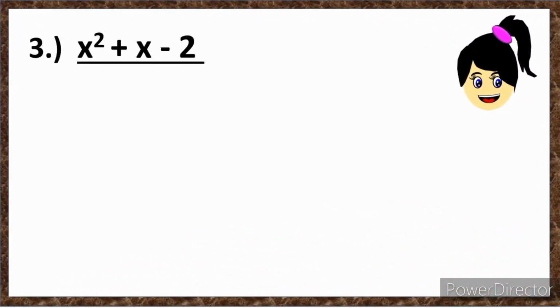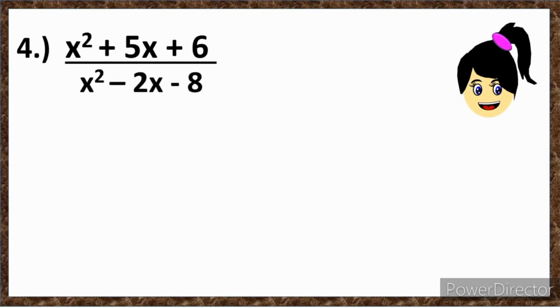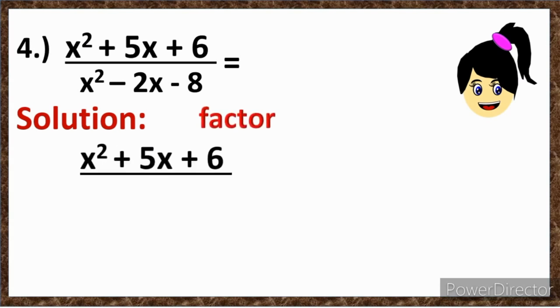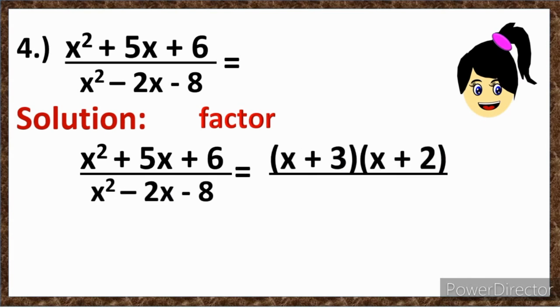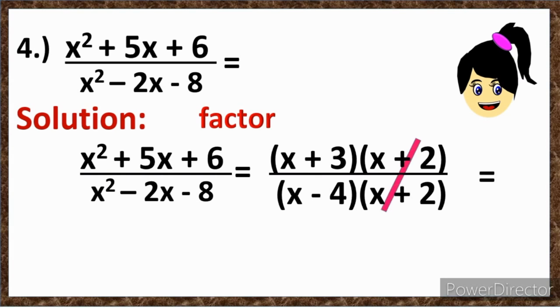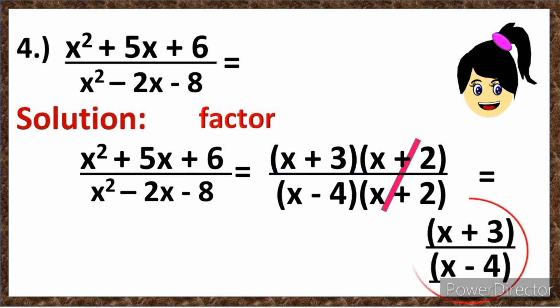So we just copy them. Okay, number 3, x squared plus 5x plus 6 over x squared minus 2x minus 8. Again, we're going to apply the factoring of general trinomial. So the factor of the numerator x squared plus 5x plus 6 equals x plus 3 times x plus 2. And the factor of the denominator x squared minus 2x minus 8 is x minus 4 times x plus 2. Then, cancel out the common to numerator and the denominator, and that is x plus 2. Then now the final answer is x plus 3 over x minus 4.